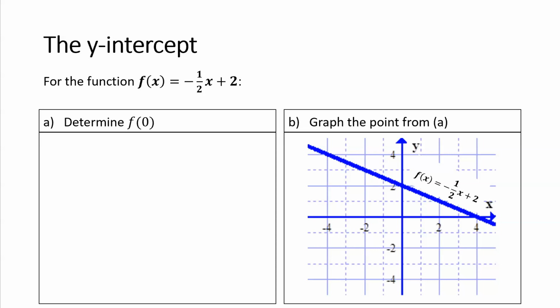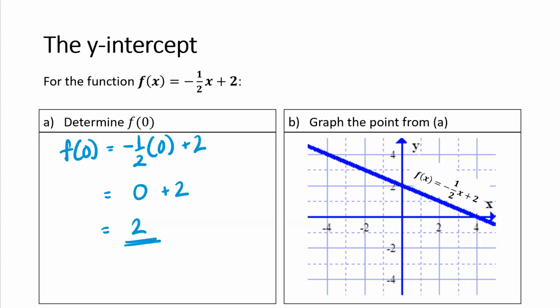Well, we know how to do this. We just substitute 0 wherever we see x. So f(0) equals -1/2 times 0 plus 2. Negative 1/2 times 0 is just 0, plus 2 equals 2. So f(0) equals 2. Where is that point on the graph? Right here. So we can see that the y-intercept occurs when the x value is 0.